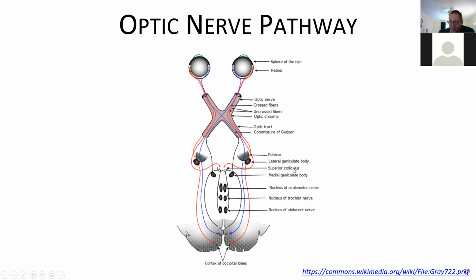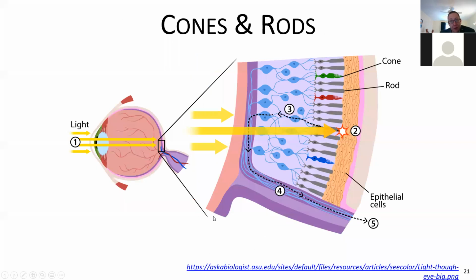Yes, I had to memorize all of these different things, but I don't remember half of them now. Meyer's loop, Gudden, like, my God. But it's essentially crossing over and going to the back of your head here, where you do all your processing.